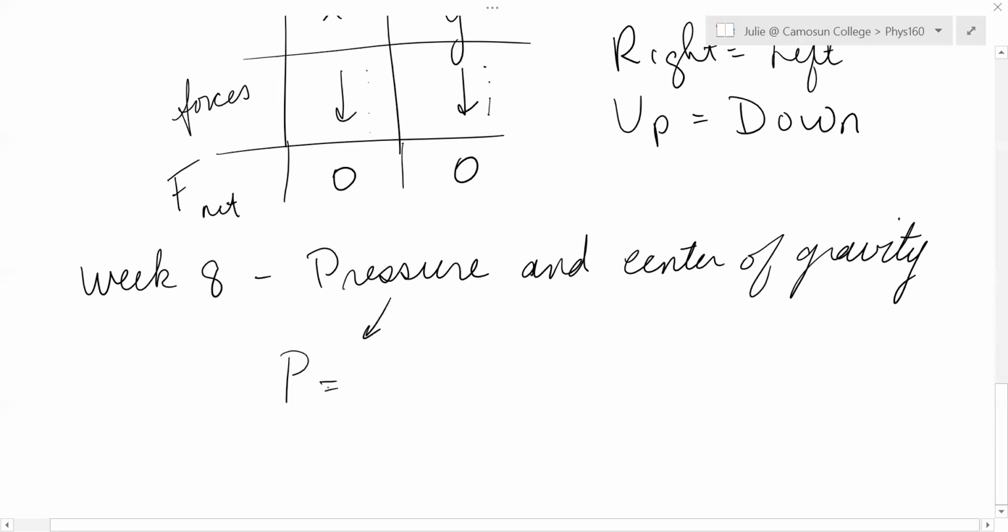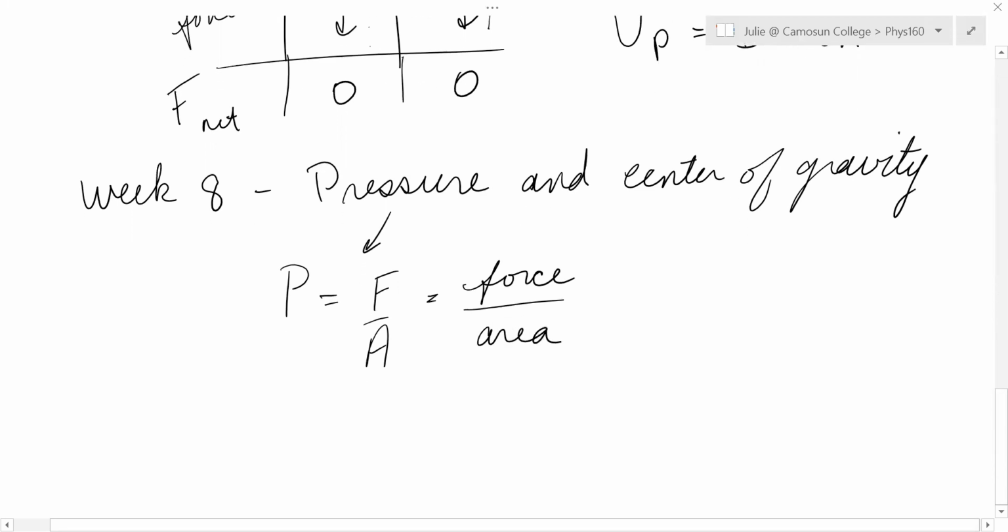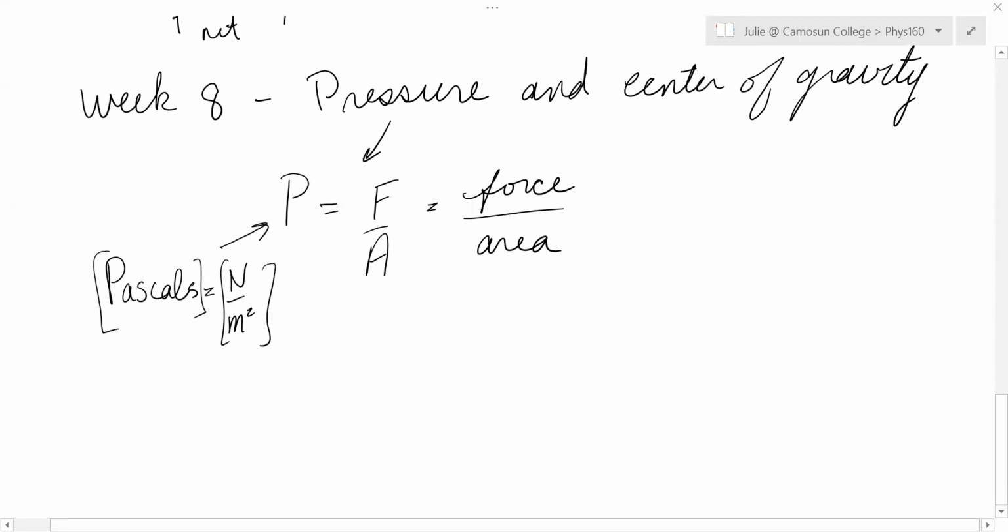Pressure, you didn't do so great on pressure. It's force divided by area. It's the concentration of force. It's how it's distributed over an area. And it was the units that were killing you here. The units for pressure are pascals. And the pascal is a Newton per meter squared. So that's 1 unit. And then we had megapascals, which are millions of pascals. But we also had atmospheres. That is also a pressure unit.